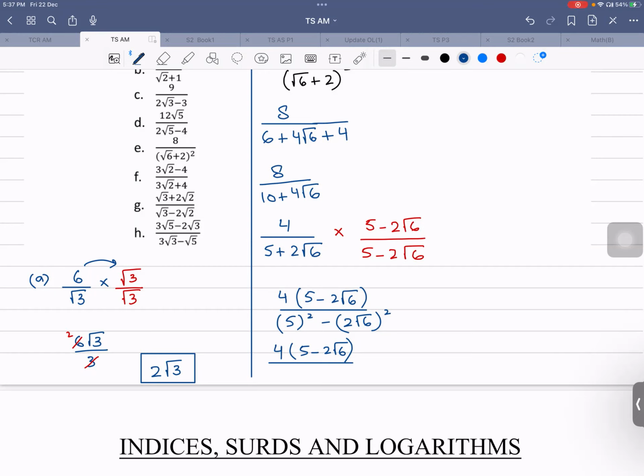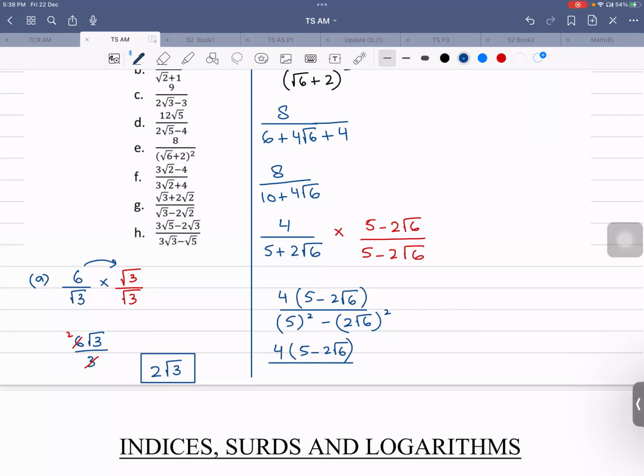So Sir, let's simplify the denominator. Sorry, I have a question. When you made the original factor, I mean, the original 4 upon 5 plus 2 square root 6, if you put the 5 after the 2 square root 6, you would be getting a different value for the denominator and numerator, right? Yes, but your final answer will still be the same. Oh, okay.